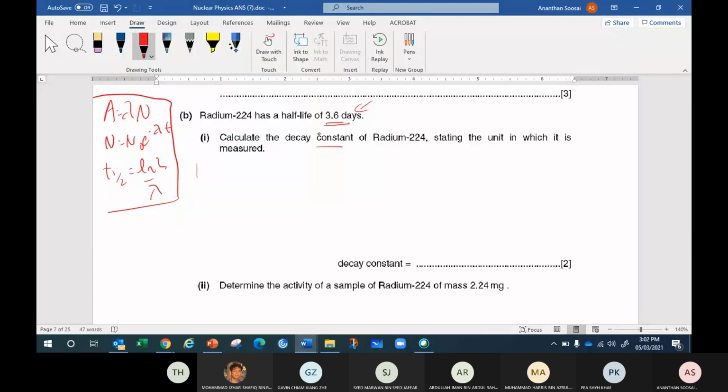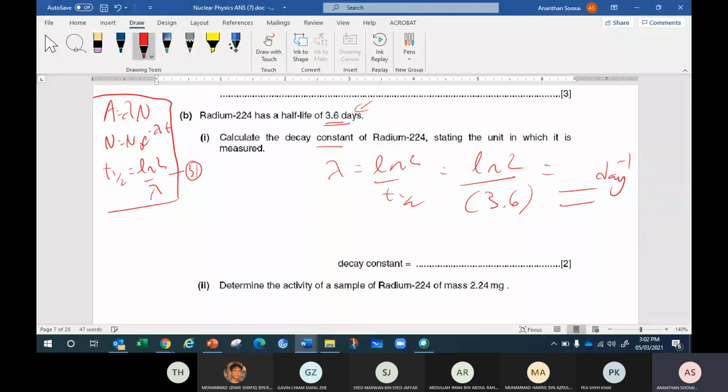So which formula? That one, right? Lambda equals ln 2 over half-life. You can leave it as 3.6 days if you want, so whatever lambda you get is per day. No need to change to per second, because here they never put any unit. You can write the value without conversion, and put per day. Or you can convert to per second too, but I won't change it because it's more work. So I leave it as per day.